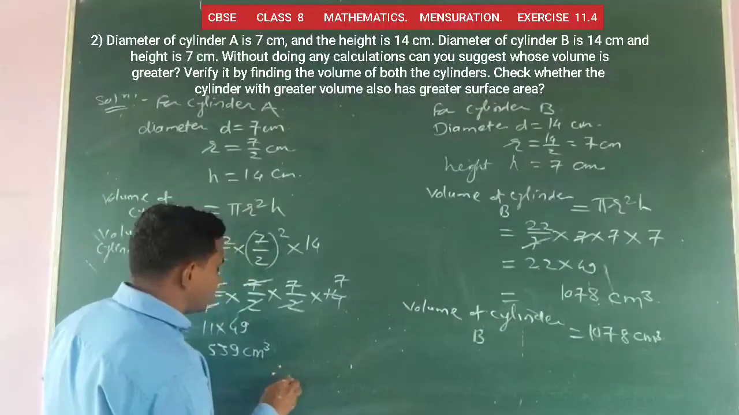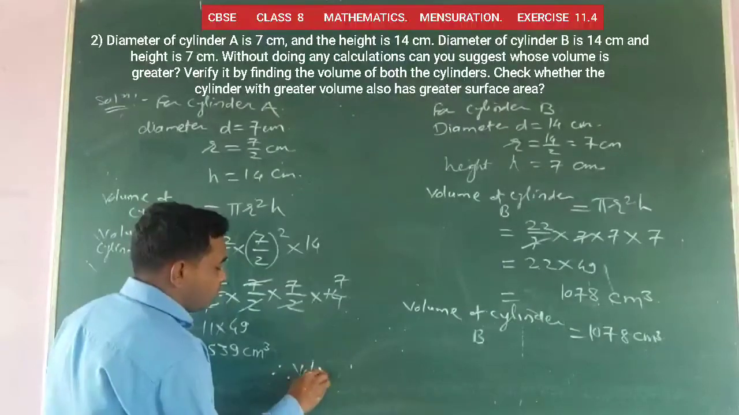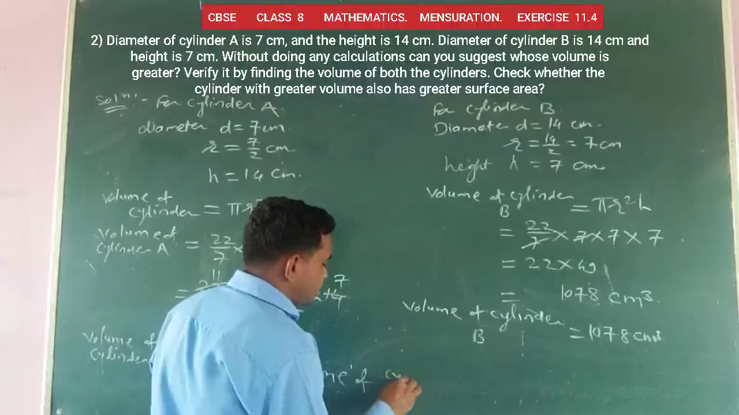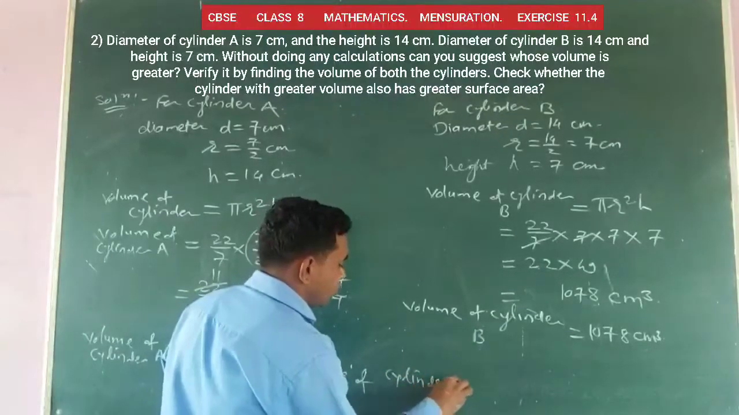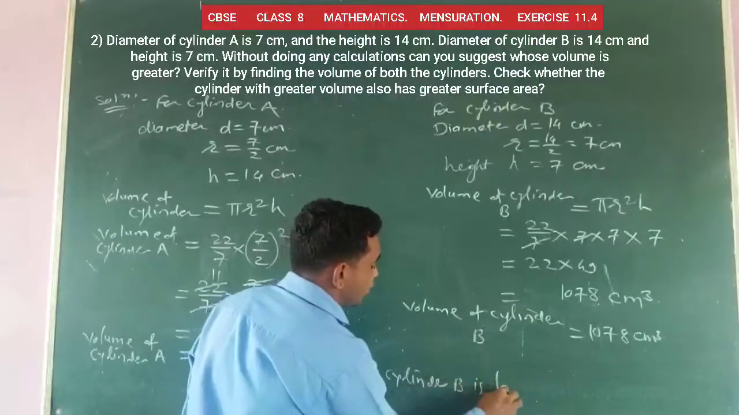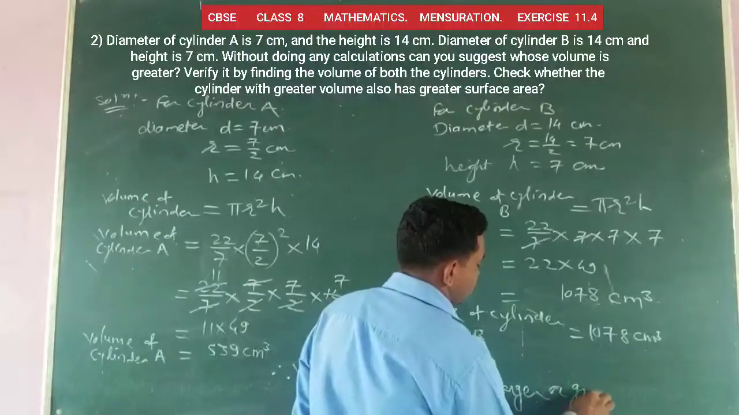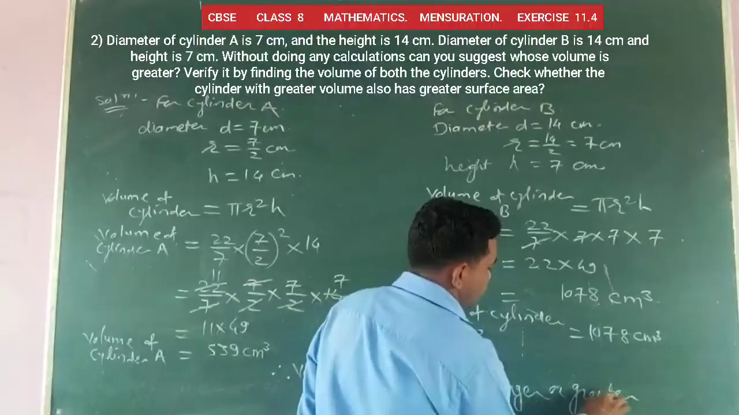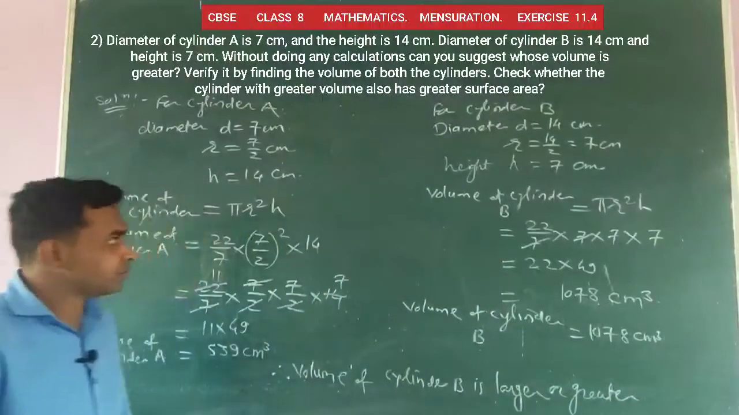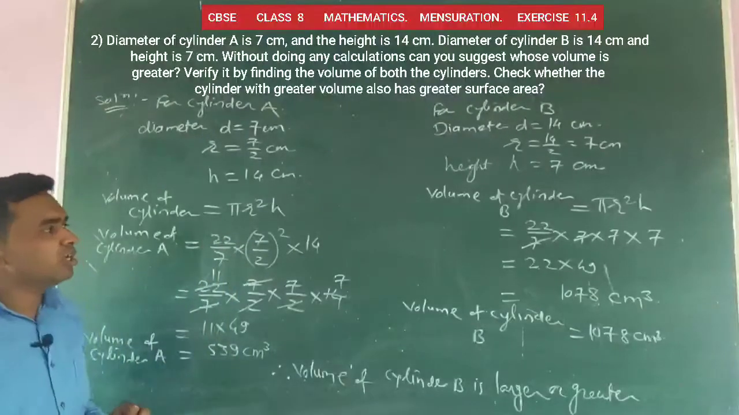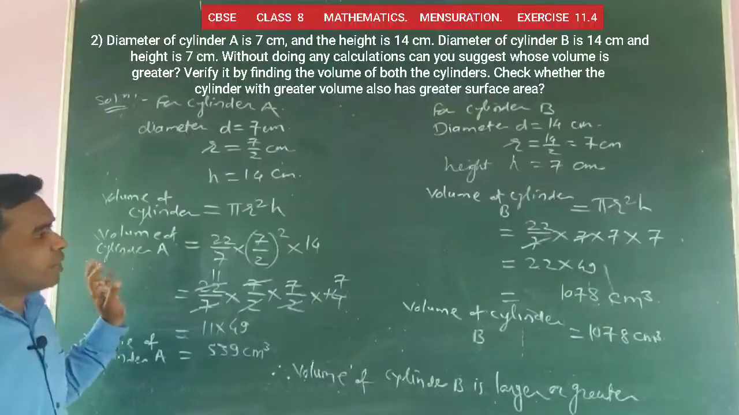So therefore, finally, the volume of cylinder B is larger or greater. So this is the first part of this example.